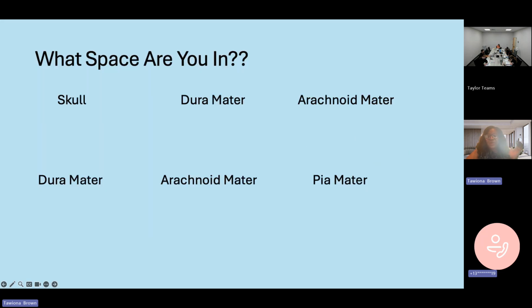So, a quick little quiz here, okay? What space are you in? If it's between the skull and the dura mater, what space is that? Not meninge, but space.